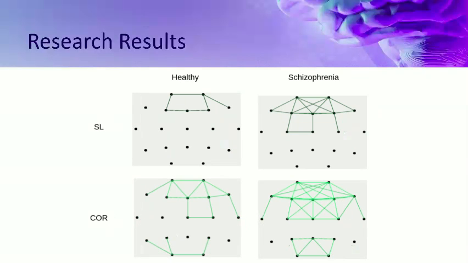A similar synchronization trend we can observe in the synchronization likelihood. There is increased synchronization in the frontal areas in the case of schizophrenic patients, and also there is a high correlation for schizophrenic patients. We can use these differences to classify them.